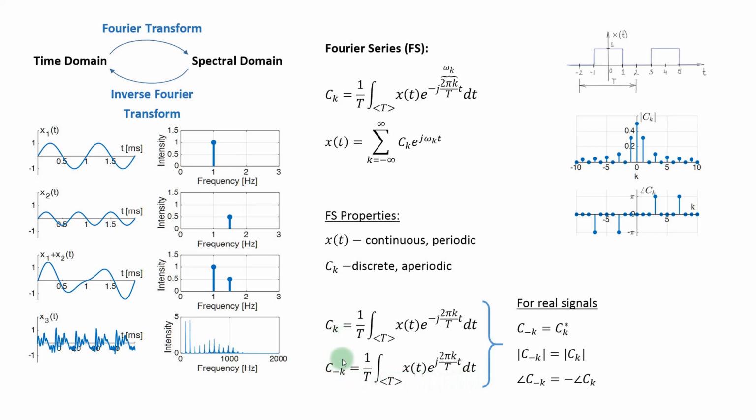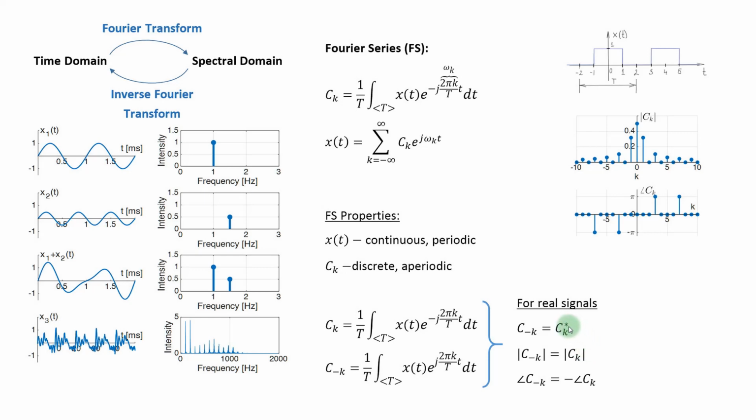Note that when I go from k to minus k, the only change that will happen is that this minus will go away. Consequently, if this signal is real, this expression is going to be the complex conjugate of this one. Therefore, for the real signals, the spectrum for some index minus k will be the same as the spectrum for the index k except complex conjugate. That also means that the magnitude spectrum for some index minus k will be the same as the magnitude spectrum for that index k. The complex conjugation does not have any effect on the magnitude of the complex number.